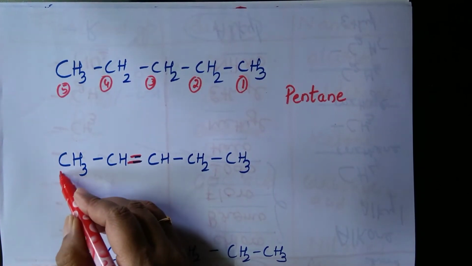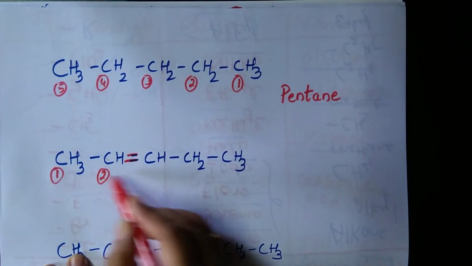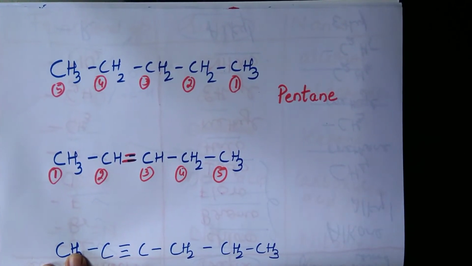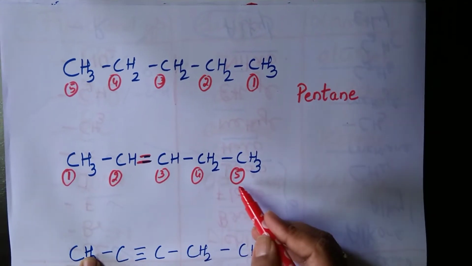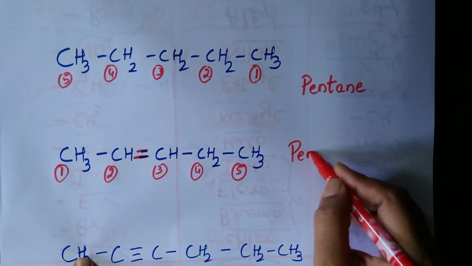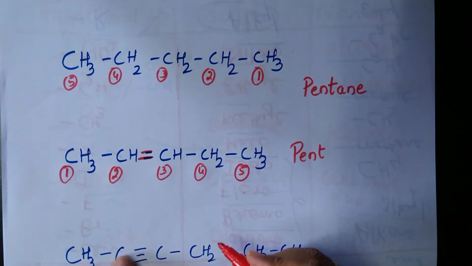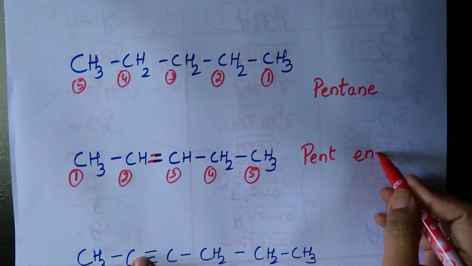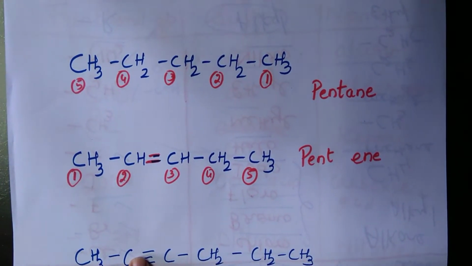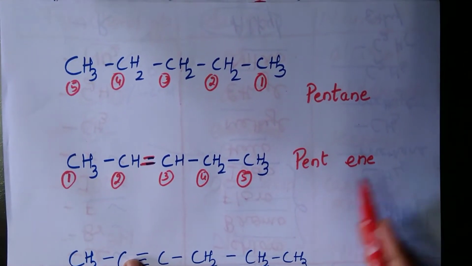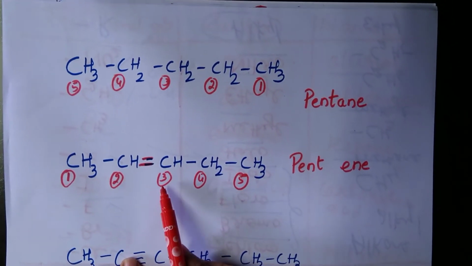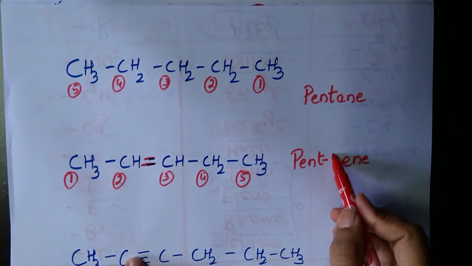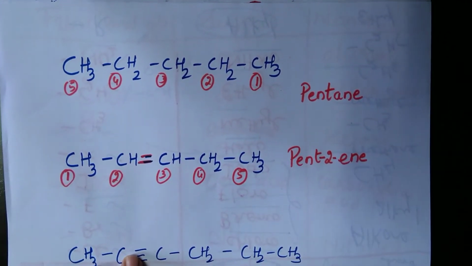So I shall number it from here. 1, 2, 3, 4 and 5. Understood? So what is the root word for 5? Pent. Correct? And because double bond is there, primary suffix will be ENE. Now you need to tell me where is ENE present. It is between 2 and 3. Out of 2 and 3, which is smaller number? 2. So therefore you will write it as pent-2-ene.